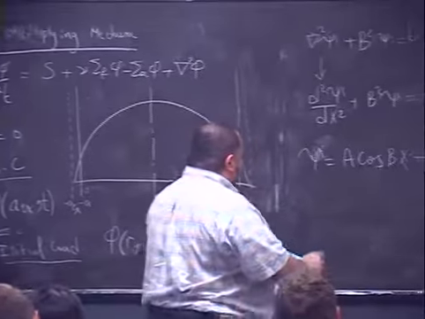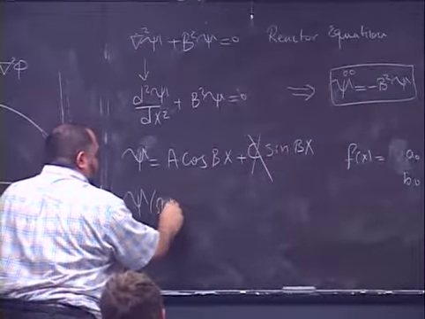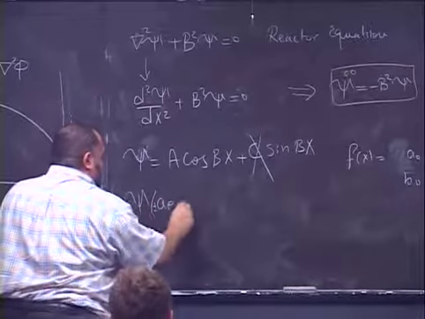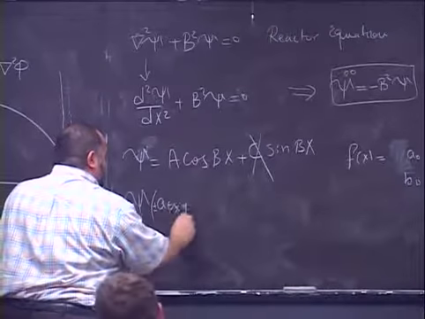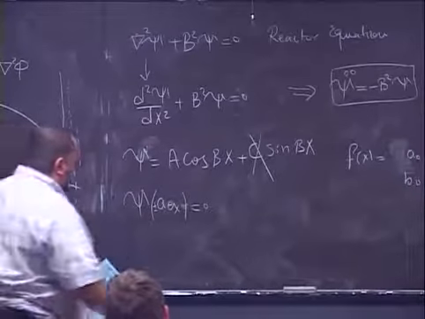So now this will be our equation. But what is the boundary condition? Phi at a extrapolated, plus or minus, is equal to 0. So this will lead to what?